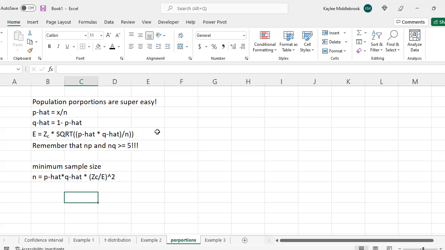So our P hat is going to be equal to x divided by n again, where our Q hat is 1 minus P hat. Our error is going to be our critical value times the square root of P hat times Q hat divided by n. And we're going to remember that our np and nq still have to be greater than 5. For our minimum sample size, we have P hat times Q hat times our critical value divided by E squared. And so those are all the new equations that you need.